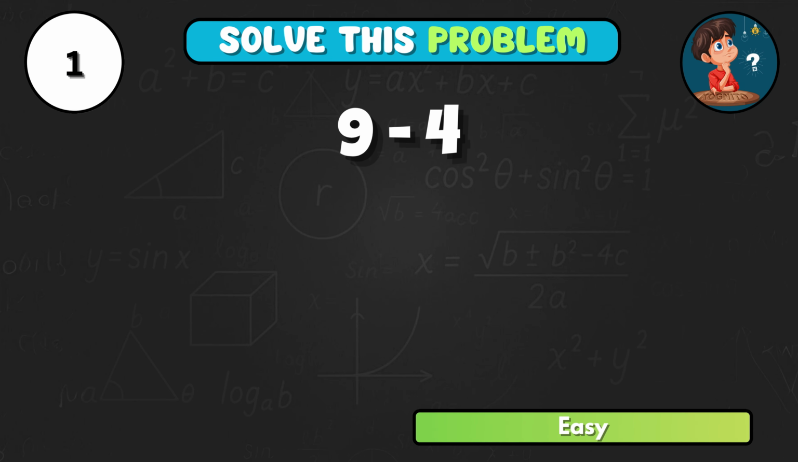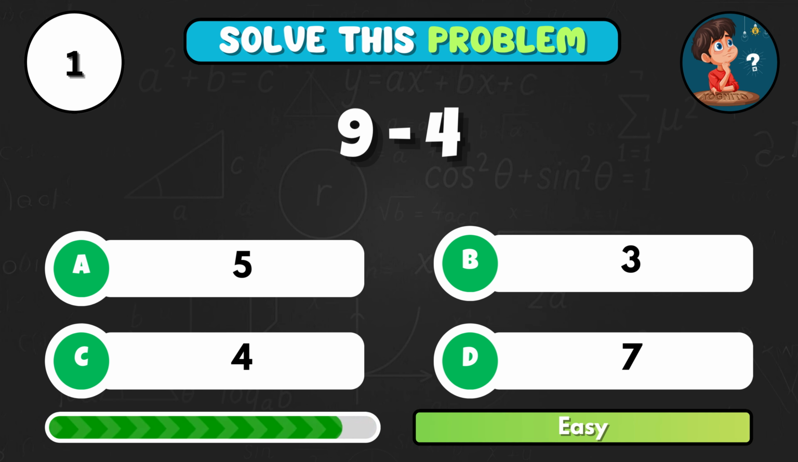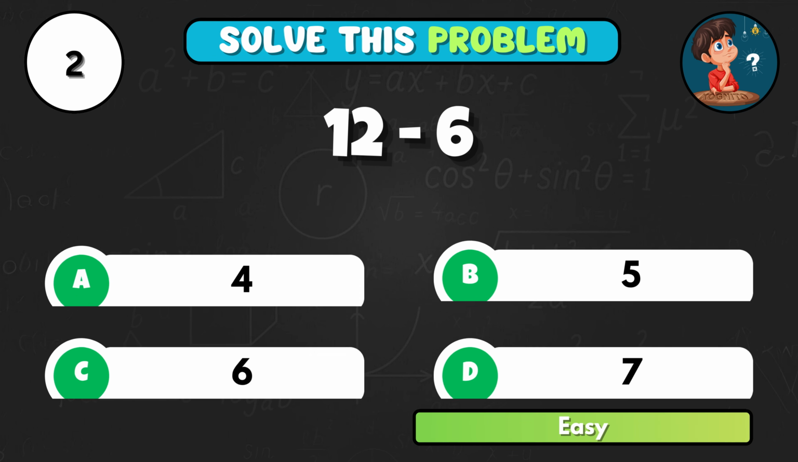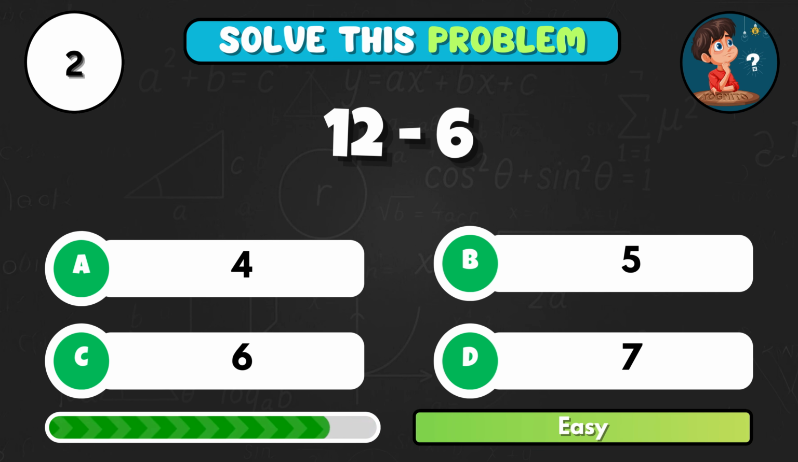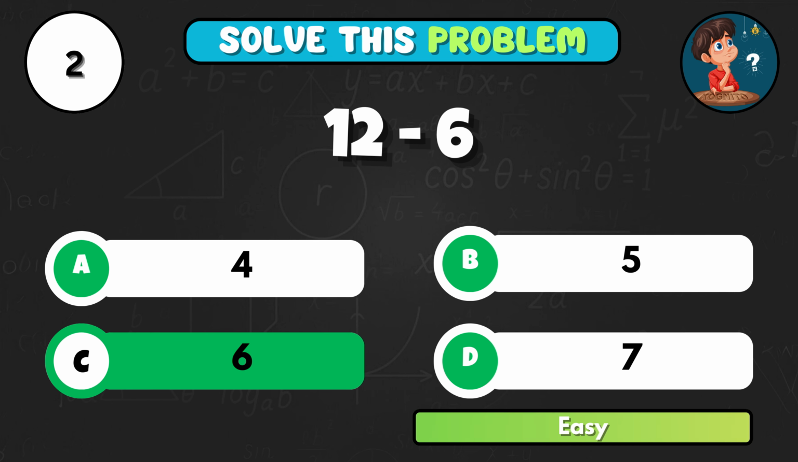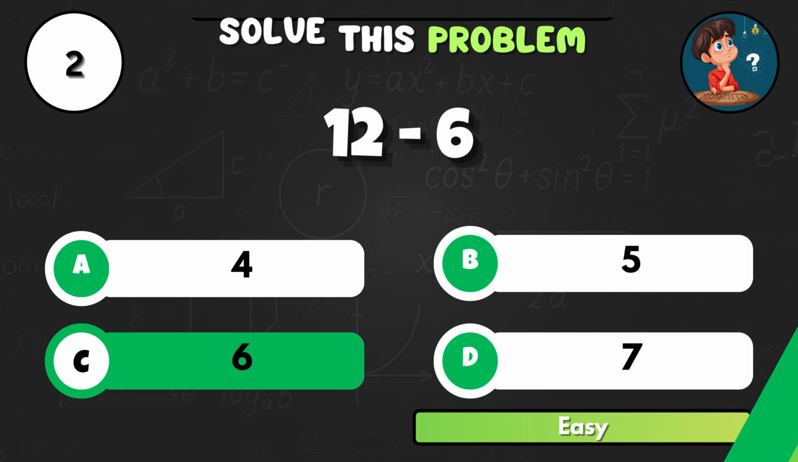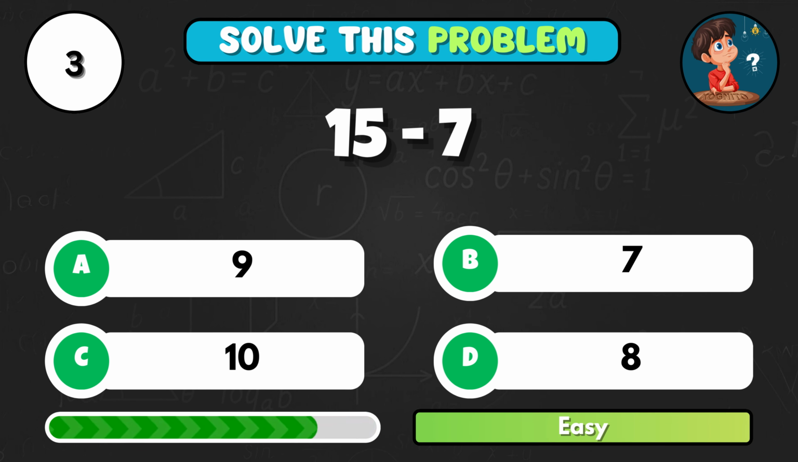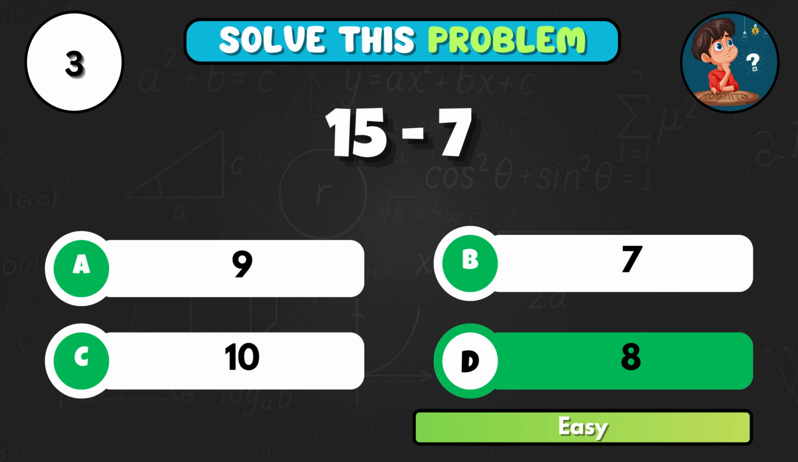All right, let's jump in. What is 9 minus 4? The correct choice is A. That's 5. Can you subtract 6 from 12? Option C is right. It equals 6. What is 15 minus 7? Go with option D. The answer is 8.